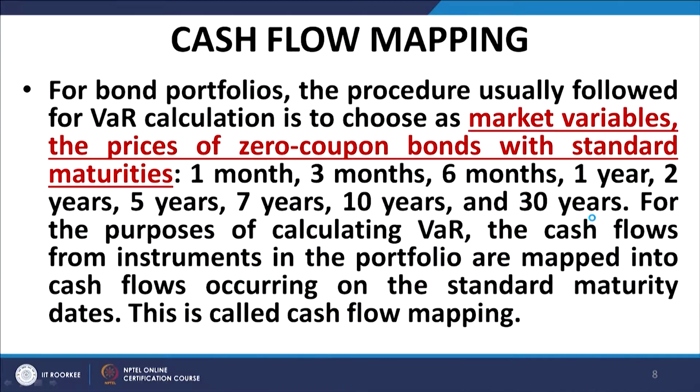And similarly, if I have a bond maturing after 1 year 1 month, I would map it to a bond having a maturity of 1 year and a bond having a maturity of 2 years. And similarly, if I have a bond of a maturity of 8 years, I would map it to a bond of 7 years and a bond of 10 years.